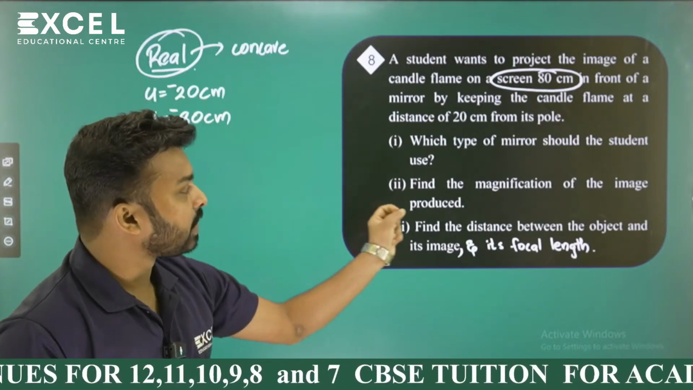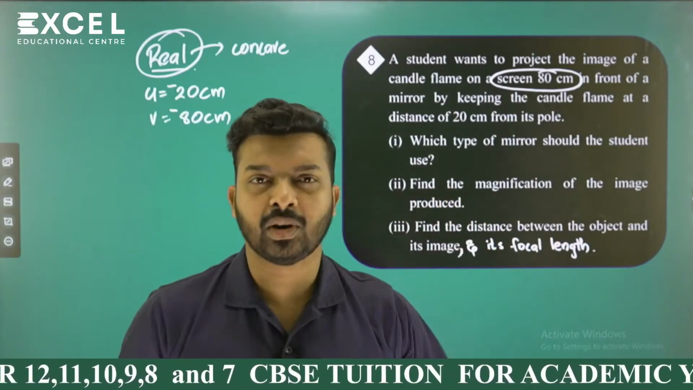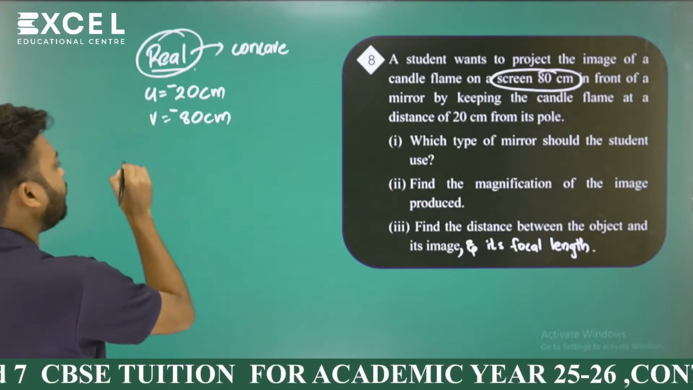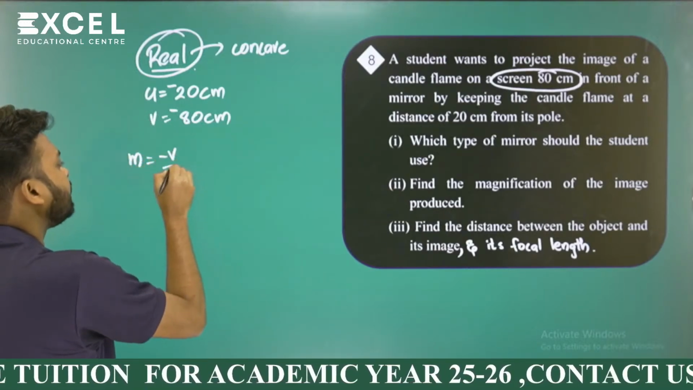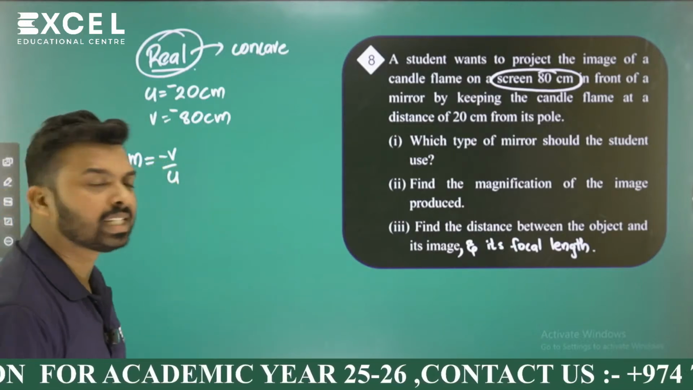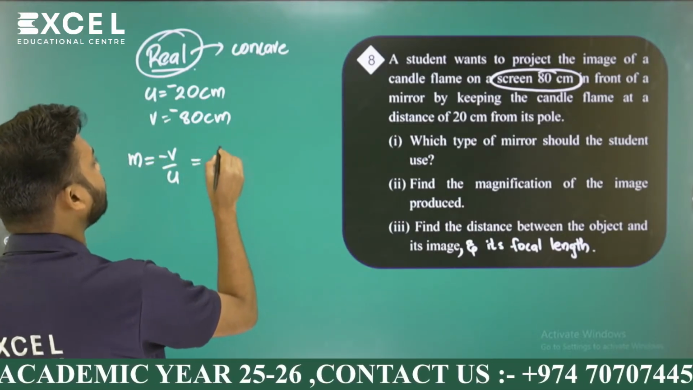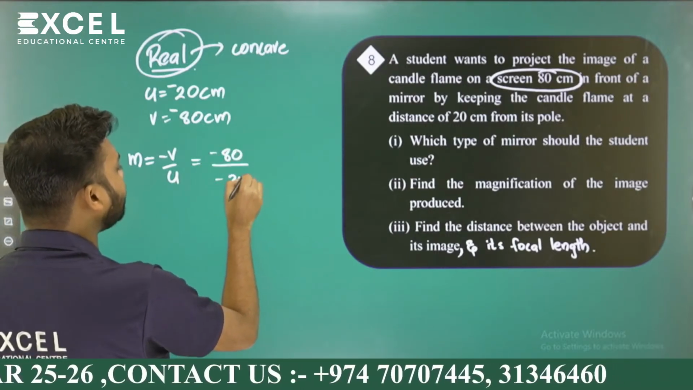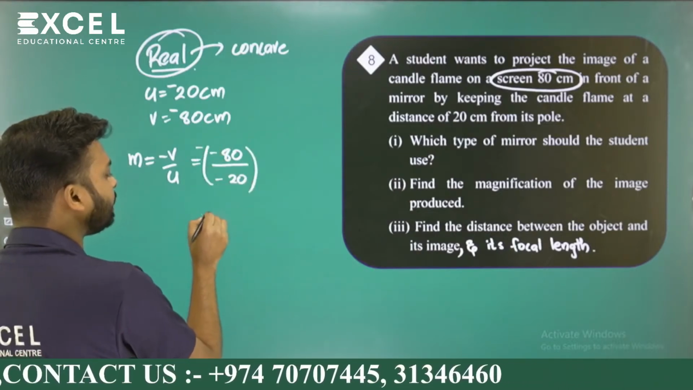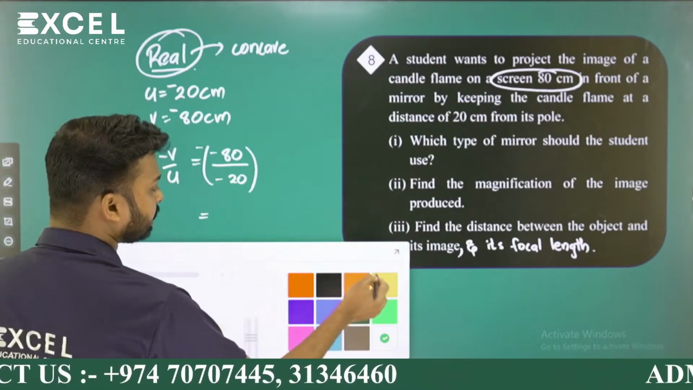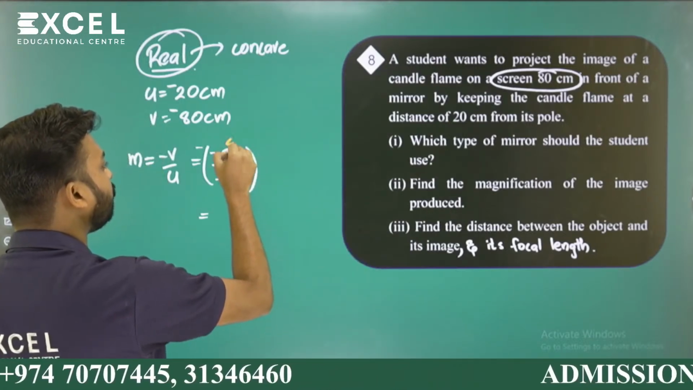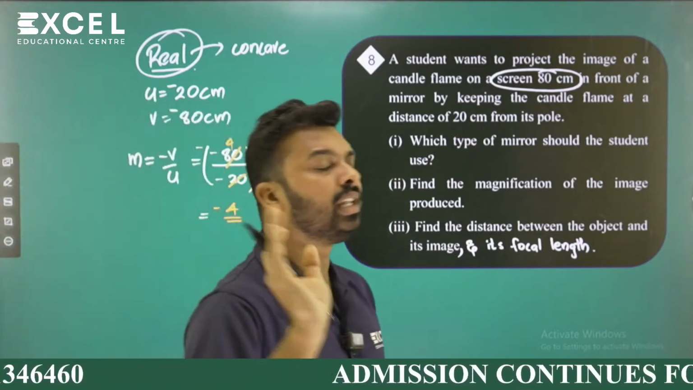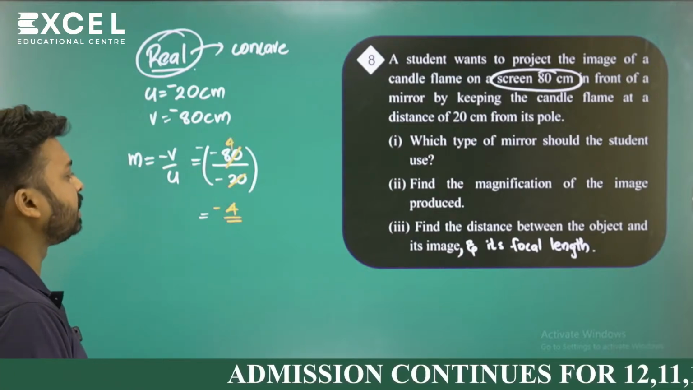Next, find the magnification of the image formed. Magnification we can find with an easy equation: magnification is equal to minus v by u. So minus v by u is minus 80 divided by minus 20. One more minus is there, so this can be cancelled, and it will be 4, so the answer will be minus 4. Magnification won't have any units, so we got the magnification value equal to minus 4.